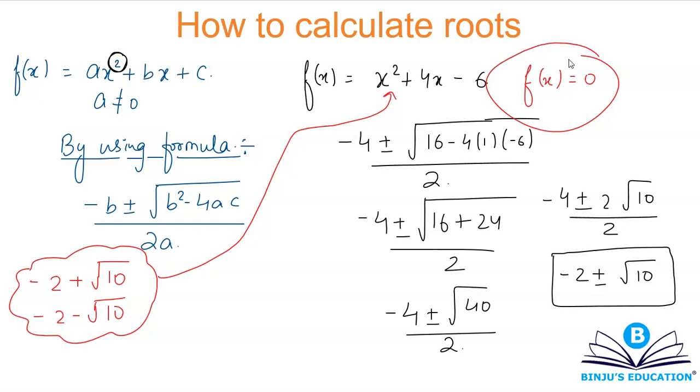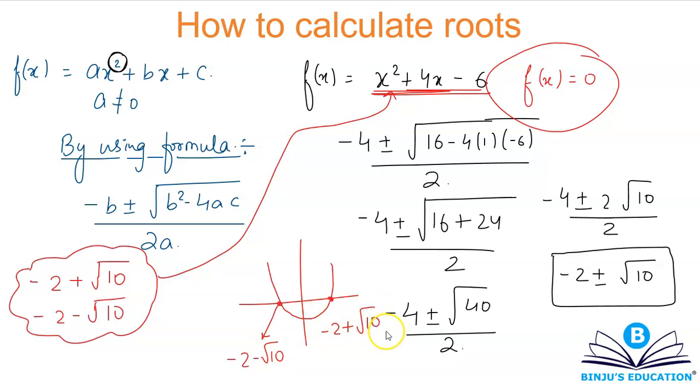Or in other terms, when you draw the graph for this function, it's going to be a parabola. The graph for a quadratic equation always comes out to be a parabola. So the graph is going to cut the x-axis at these 2 points. This point here will be minus 2 minus root 10, and this point here is nothing but minus 2 plus root 10. Root 10 is greater than 2, so minus 2 plus root 10 will be positive.